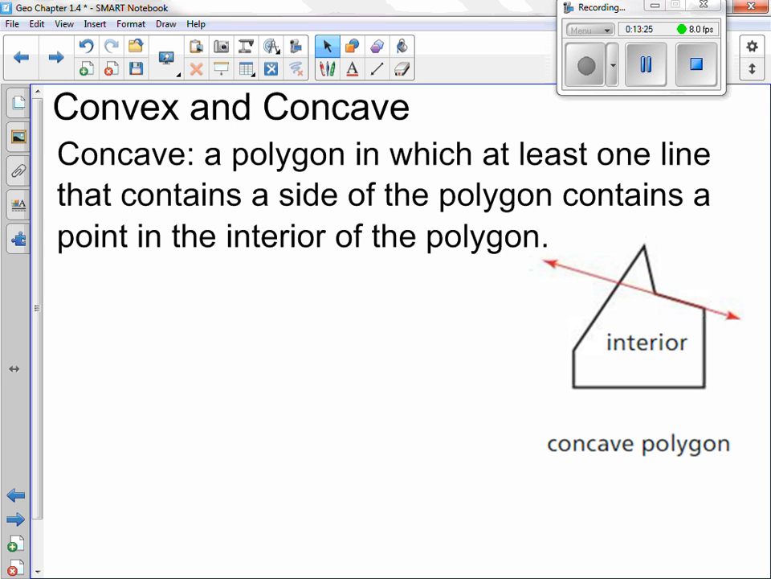So does this make sense here? Yes? Concave, if we extend the side, it goes inside the figure. Kind of like this here, where you see this line goes inside of it. It is concave. Questions on this here?